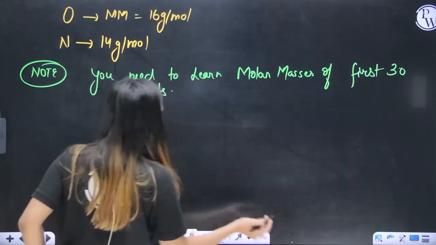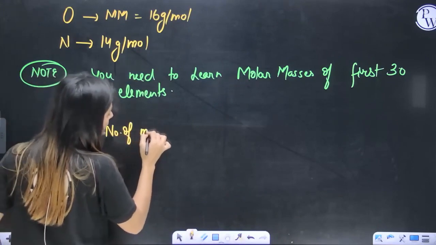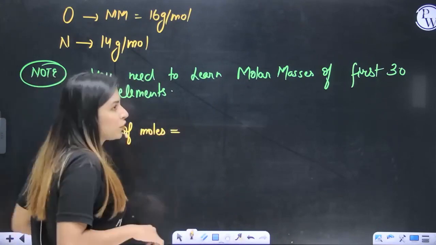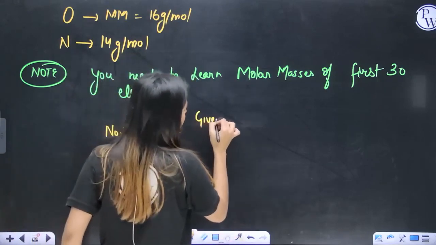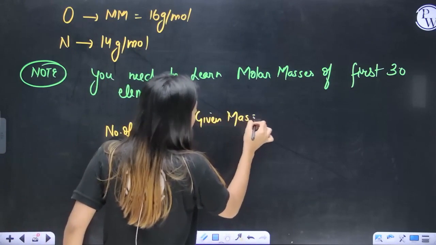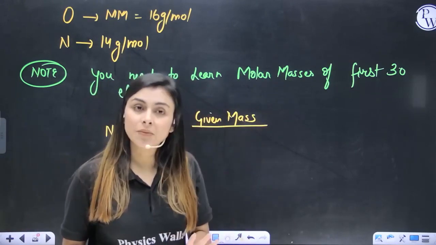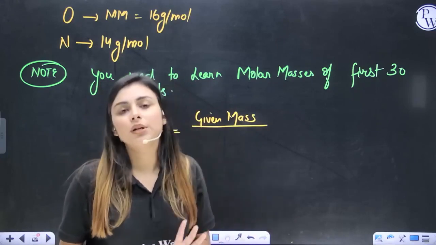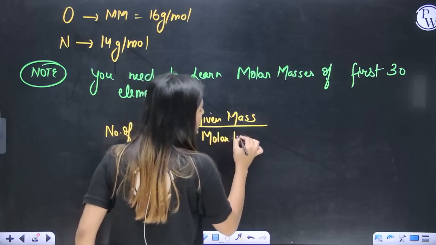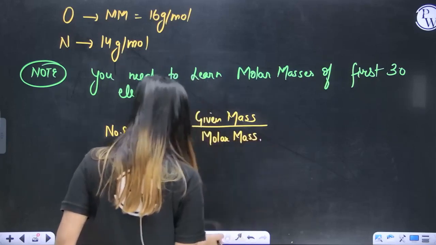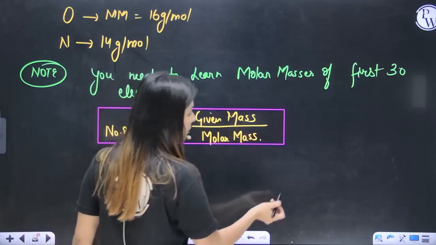So now, my dear students, what would be the formula for the number of moles? The number of moles formula would be the given mass, whatever the mass is given, divided by the molar mass of that particular atom or molar mass of that particular molecule. So I can write here molar mass. I'll give you an example as well. Now ma'am will give you an example and you will be crystal clear with the concept. So now let's study about this.